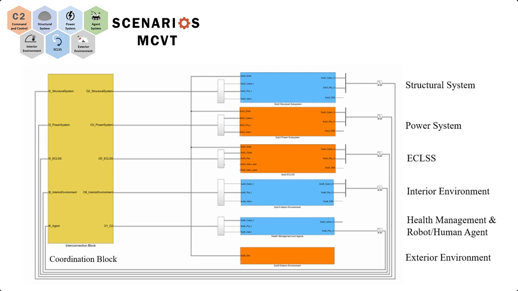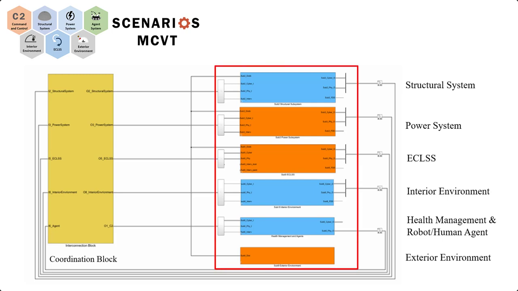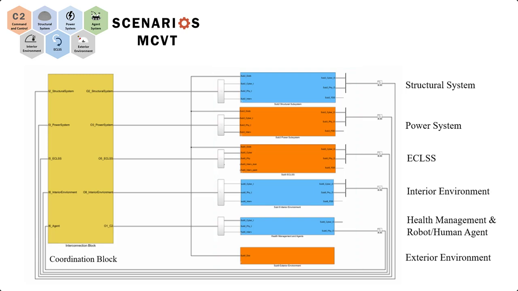On your screen, you see the highest modeling level of MCVT in the Simulink modeling interface. It has 6 subsystem blocks representing the 7 physics-based models of MCVT: structural system, power system, ECLS, interior environment, health management, and robot-human agent. In this case, 2 MCVT subsystems are represented in one modeling block of the integrated model, and the exterior environment. All the interactions are rigorously handled within the coordination block on the left-hand side of the screen.